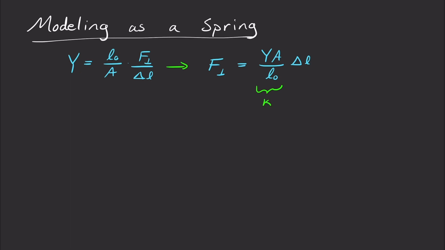Okay, so if you compare this to F equals Kx or minus Kx of a spring, then this is your displacement. And then the Young's modulus times the ratio of the area to the undeformed length, that plays the role of K, or your stiffness of that material. So we can also talk about the volume stress.